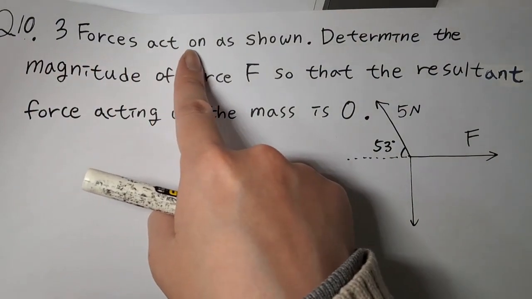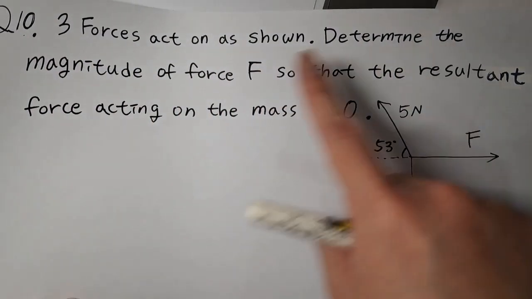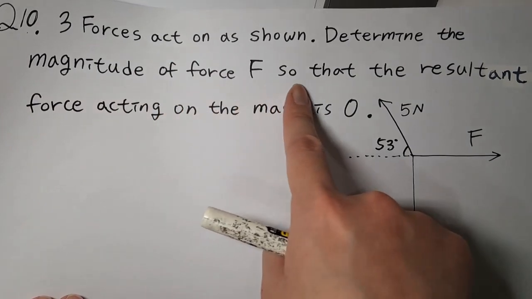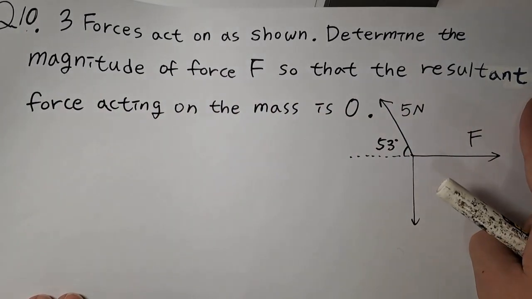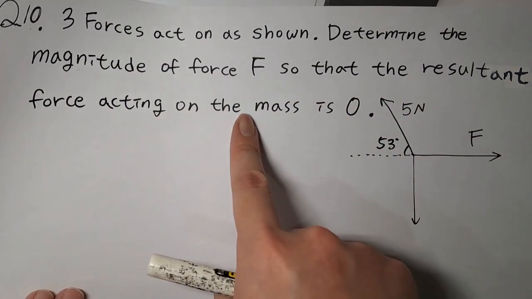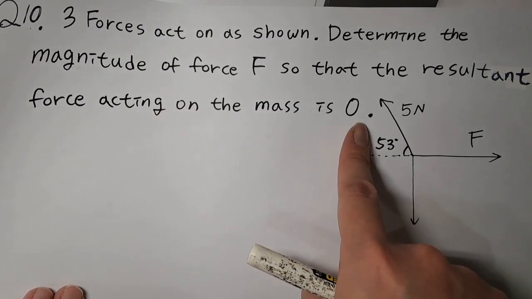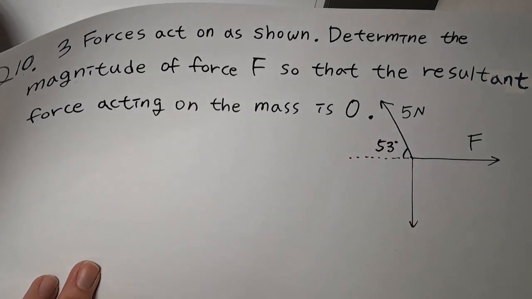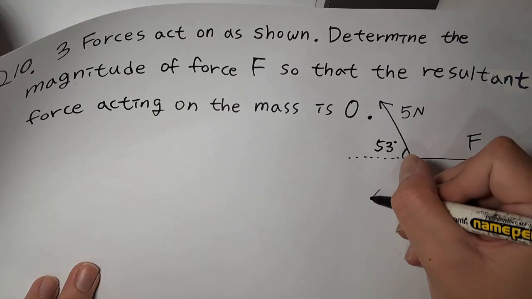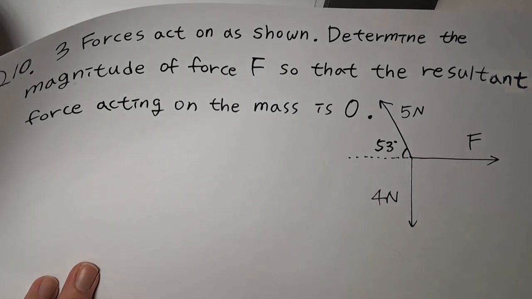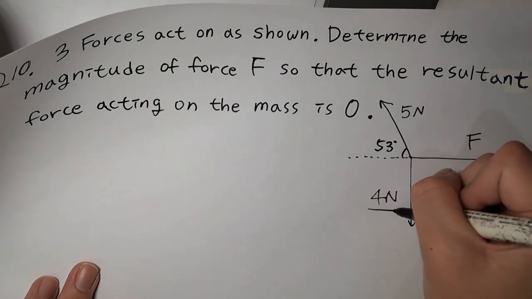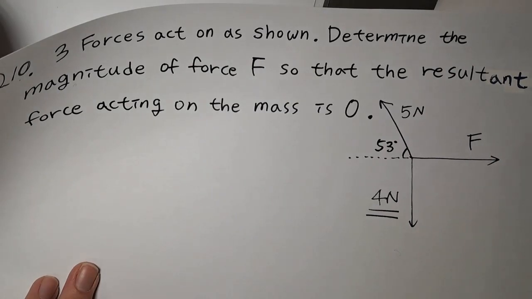Three forces act on a mass as shown. Determine the magnitude of force F so that the resultant force acting on the mass is zero. So this is 5 Newton, and this is 4 Newton.